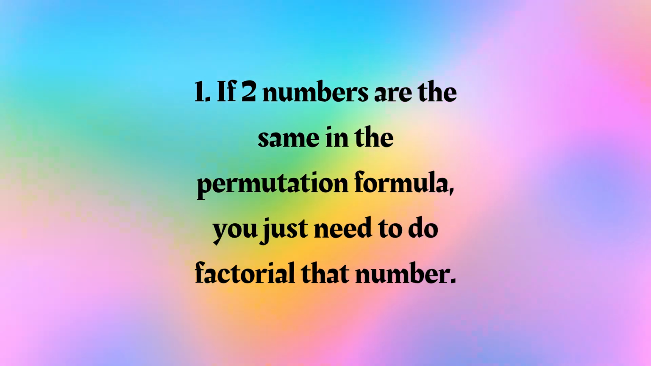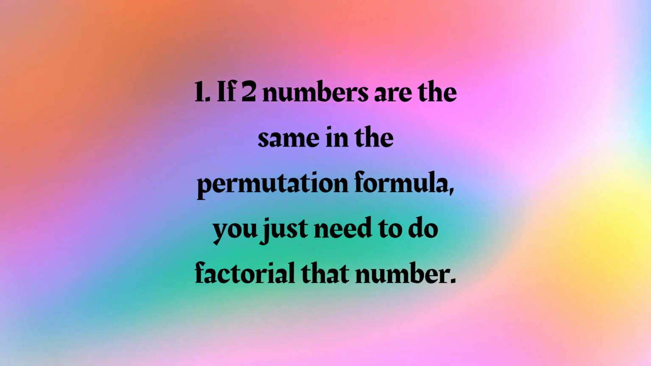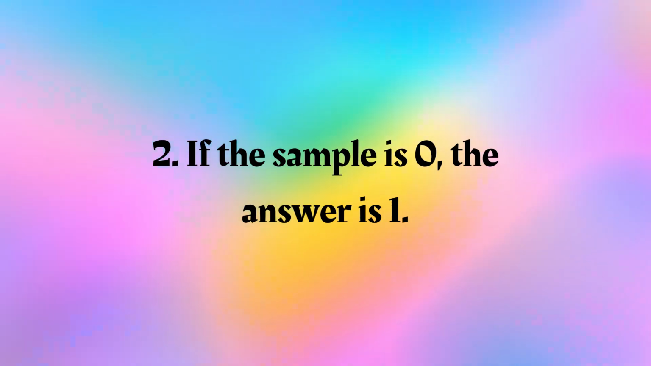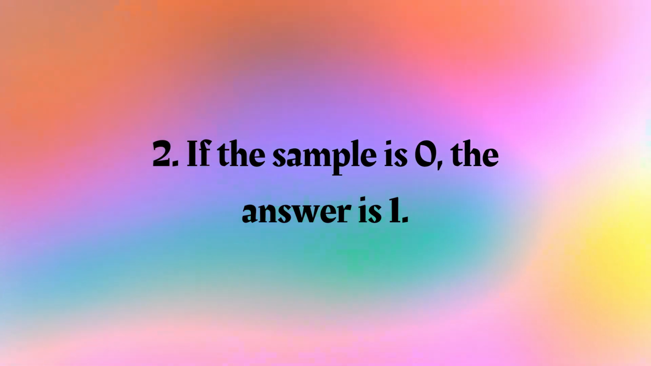If two numbers are the same in the permutation formula, you just need the factorial of that number. For example, 6 permutation 6 is 6 factorial. If the sample is 0, then the answer is 1. For example, 4 permutation 0 is 1.